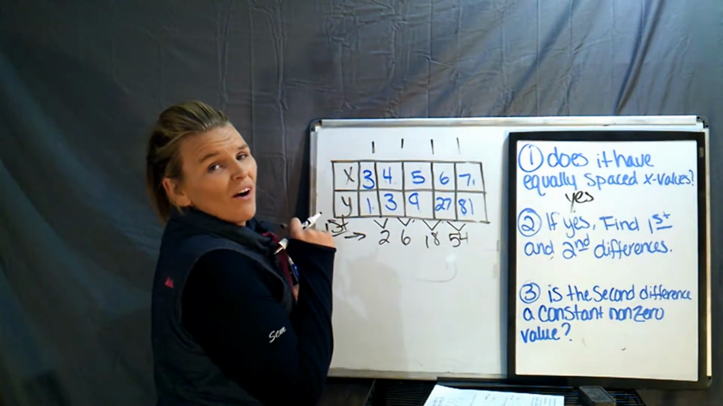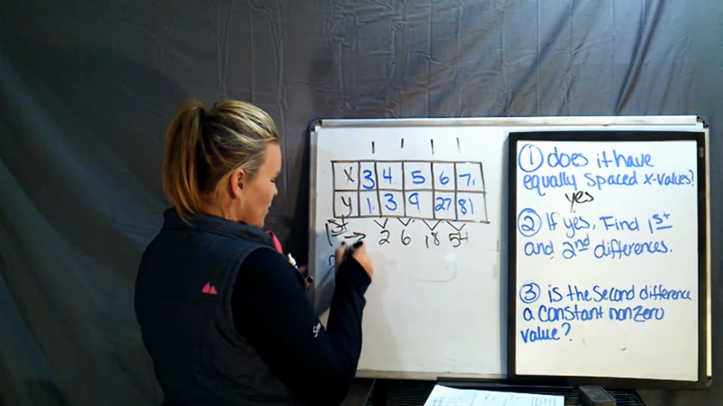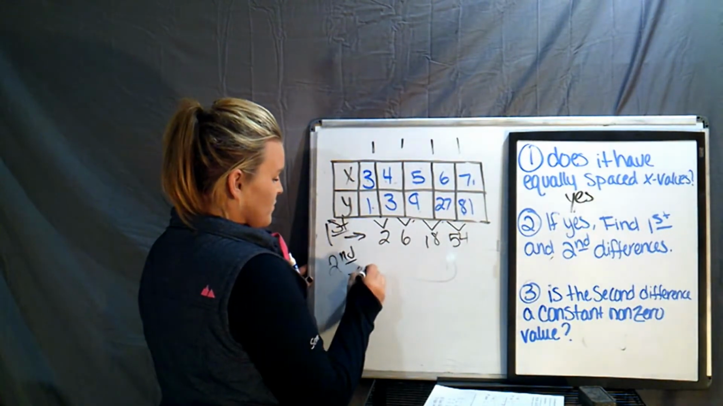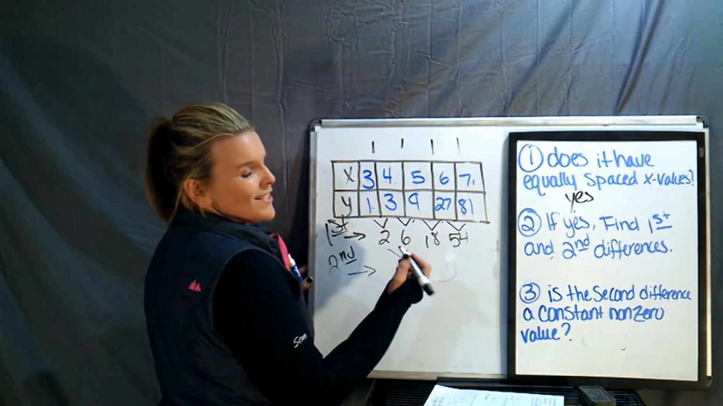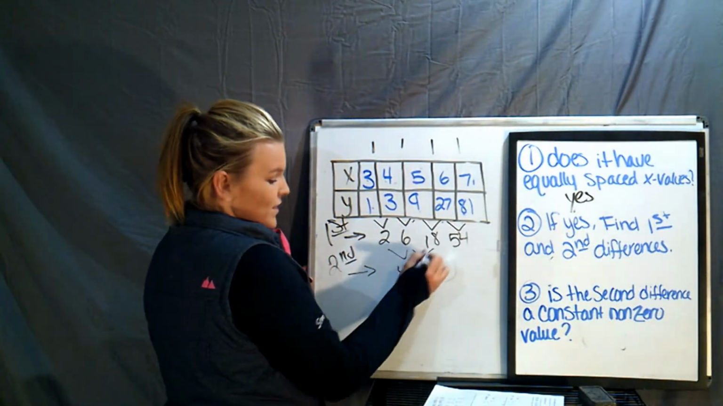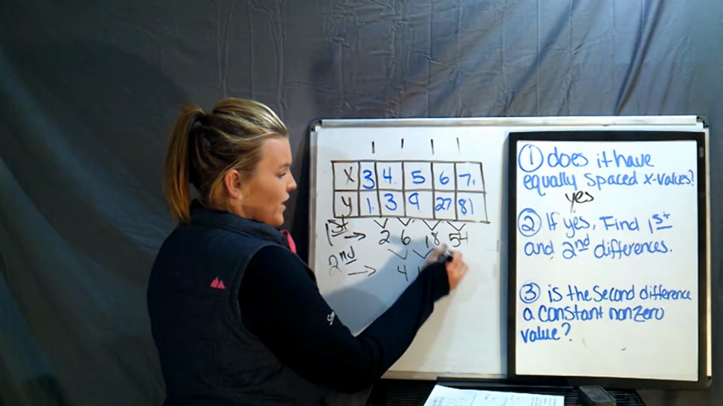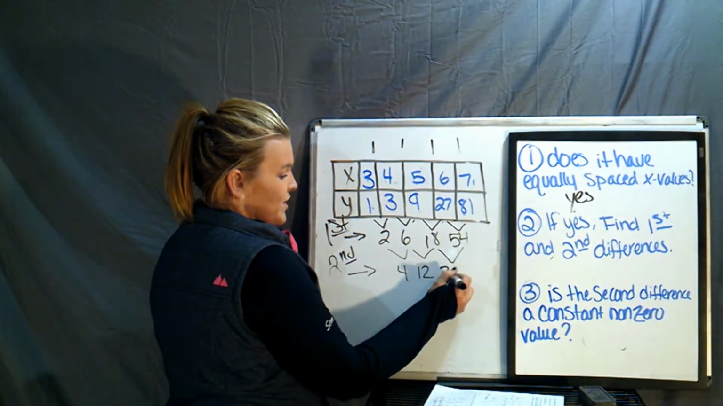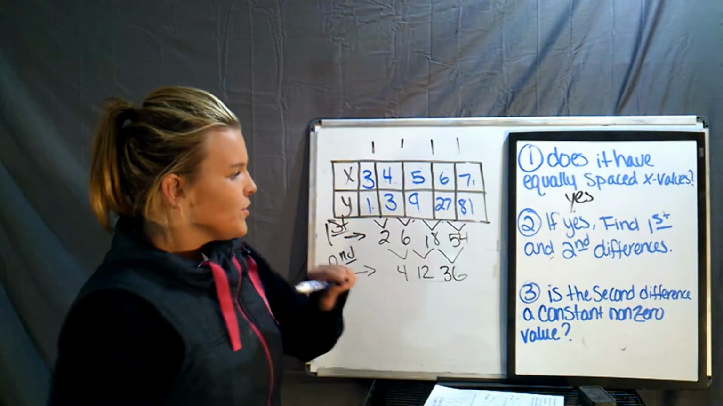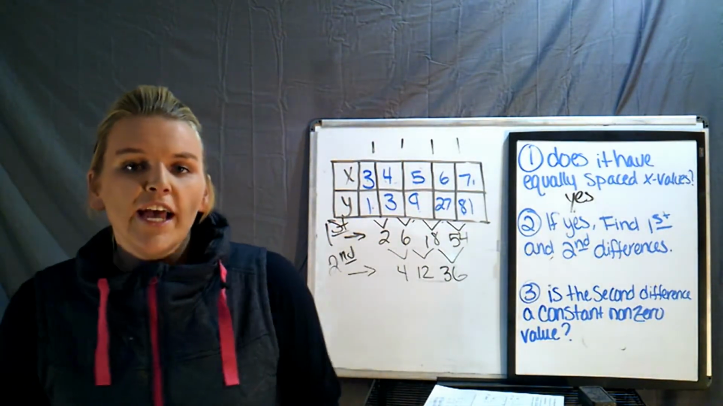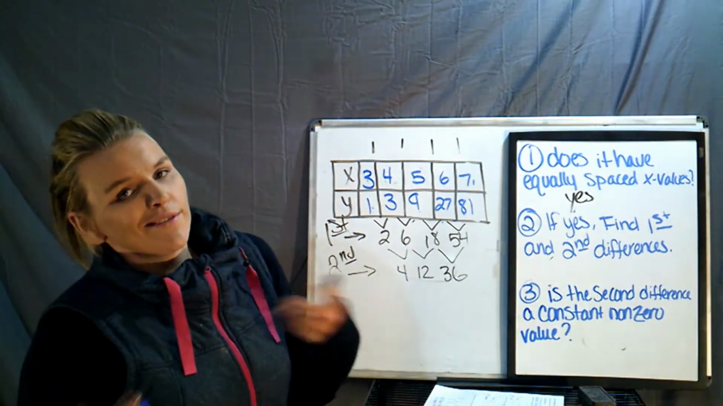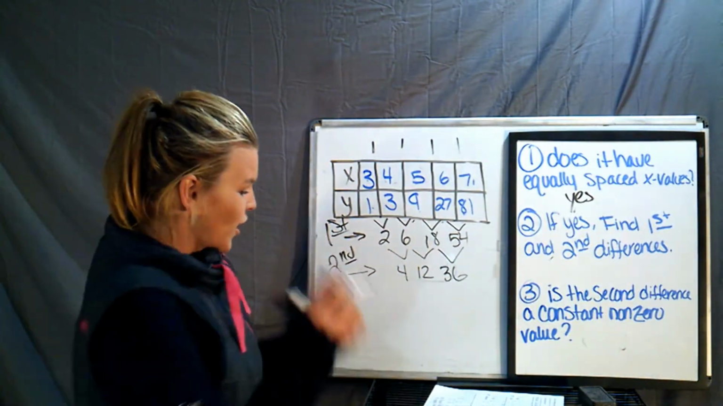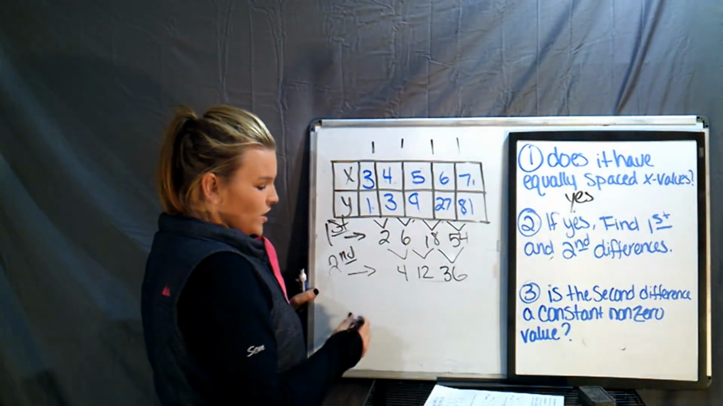This isn't looking too hot, folks. Second difference. Difference between 2 and 6 is 4. 6 and 18, 12. 18 and 54, 36. So we found our first and second differences. And is the second difference a constant? Nope. Well, it's non-zero, but it's not a constant. So this is not a quadratic.